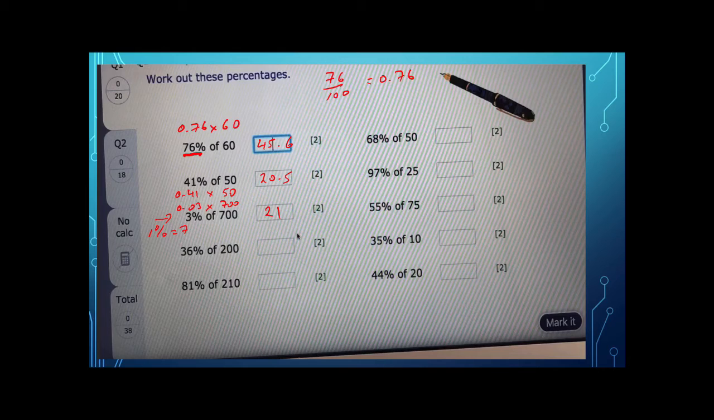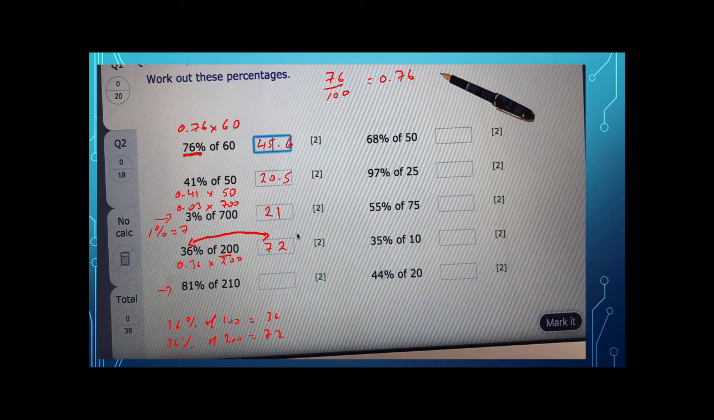36% of 200, again 0.36 of 200, and that gives us 72. And if you notice, if you were to double 36, you'd get 72. That's because a nice way of thinking this is 36% of 100 would be 36. So 36% of 200 would be double that, 72.